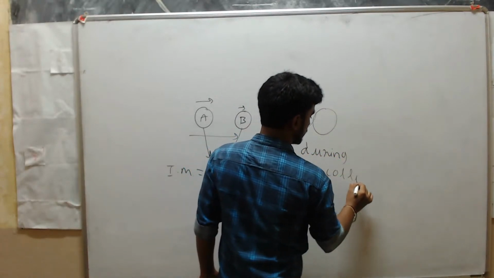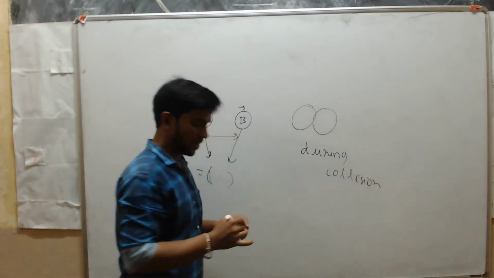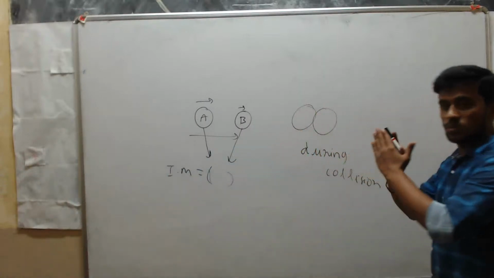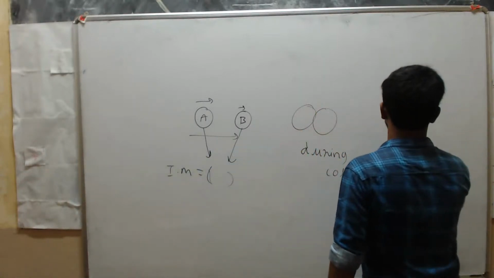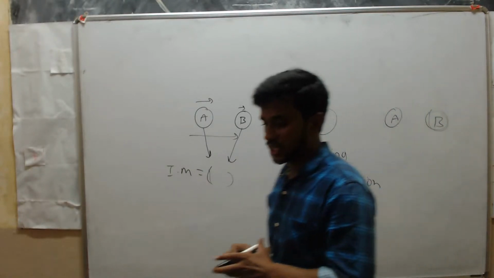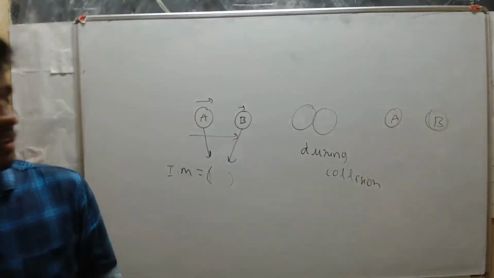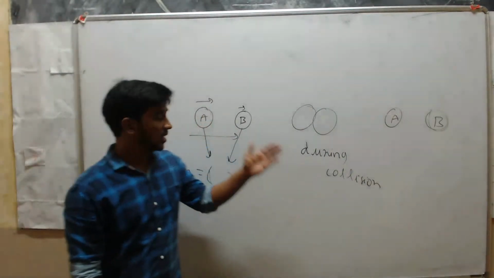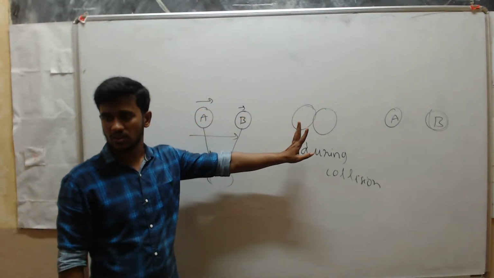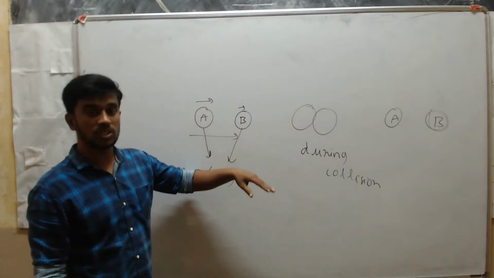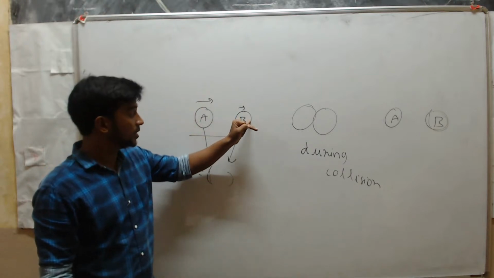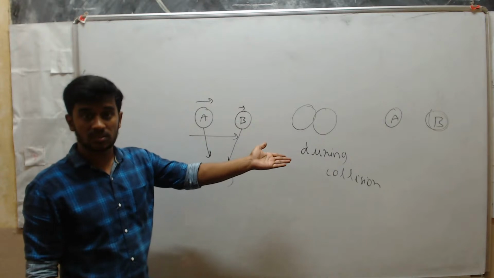Now this is during collision. After some time both will collide with each other, right? So after collision, once again both will separate like this, A and B. During collision, maybe its velocity decreases and its velocity increases, whatever it is. After collision, its velocity maybe changes or decreases, maybe the velocity of this object increases, whatever it is.